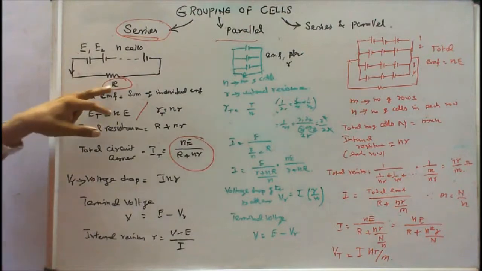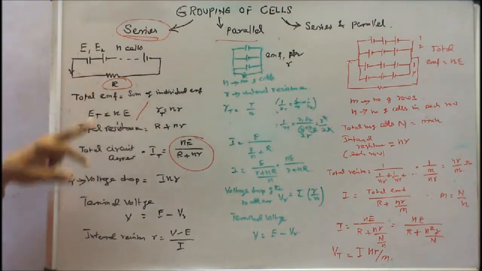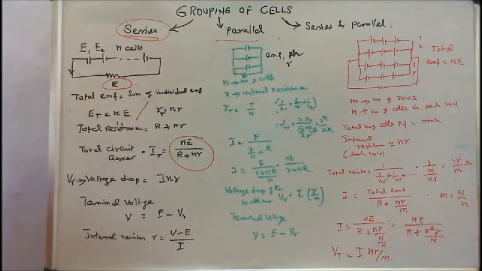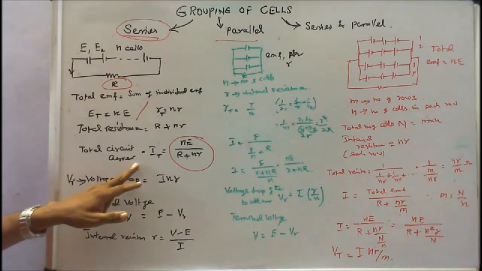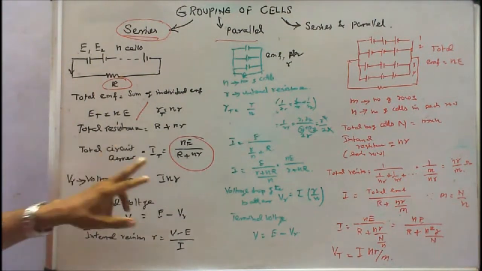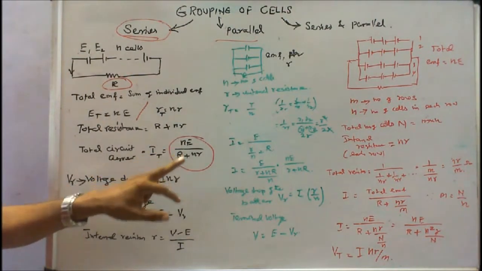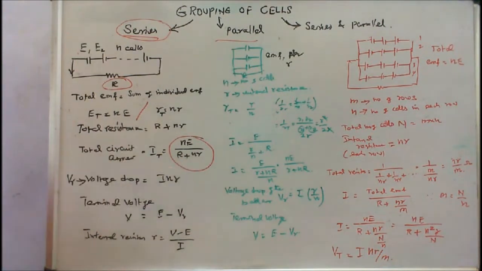I am connecting a load resistance capital R. Therefore, the total resistance in the circuit is equal to R plus N into r. Now I can easily find the total current. The total current, the circuit current, is equal to N into E, the total EMF, divided by load resistance R plus N into r.